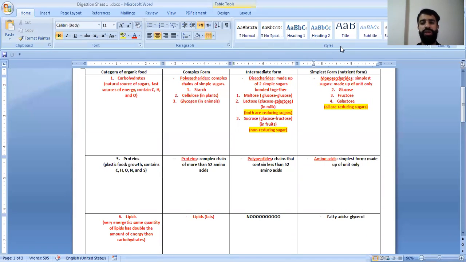This is everything related to this handout that you have to study and you have to focus on.